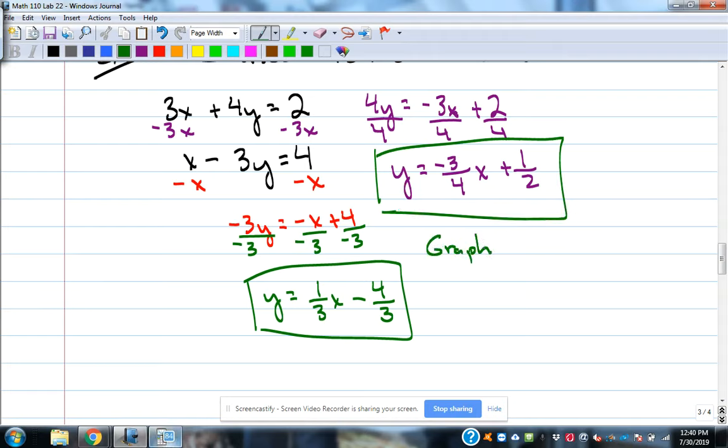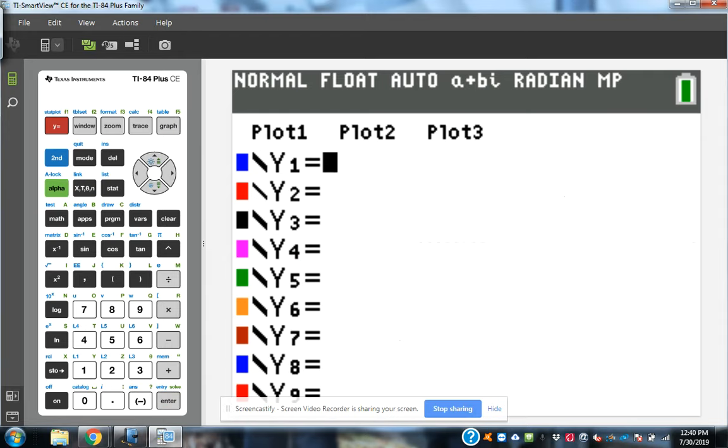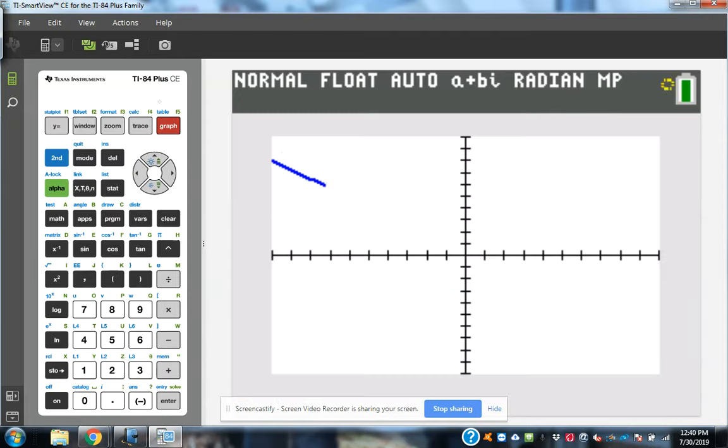Okay, so TI calculator, I'm going to go to the y equals menu and graph those two equations. Y equals negative 3 over 4x plus 1/2. Then go to y2, and I've got 1/3 x minus 4 over 3. Make the graph. We see those two lines crossing right there.